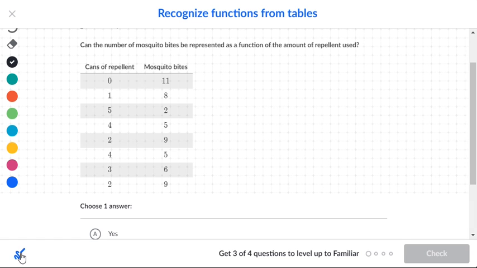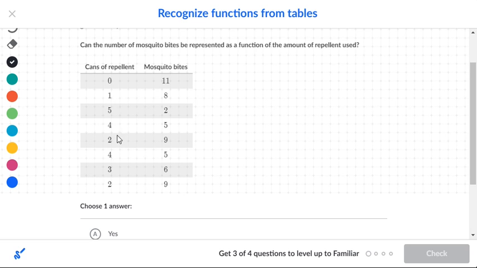So what we want to do is look at the numbers here: 0 and 11, 1 and 8, 5 and 2, 4 and 5, 2 and 9, 4 and 5, 3 and 6, and 2 and 9. With the x's there, you've got to be careful of the x's repeating. You've got to be careful of these repeating points here.